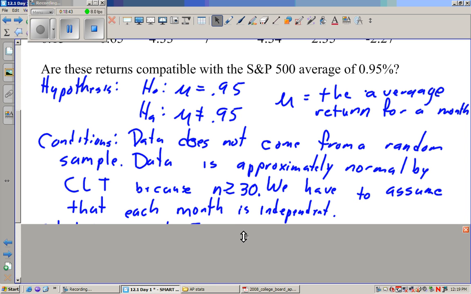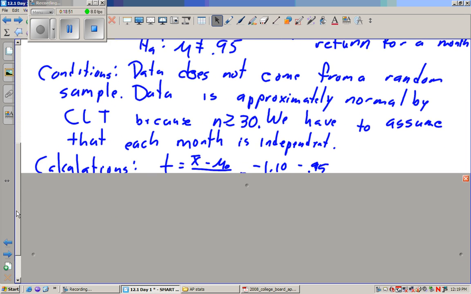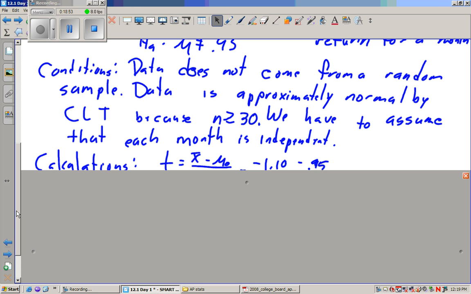Now we have to assume that each month is independent. Now in this case it doesn't actually make sense to do the 10 times condition, where the population is 10 times as big as the sample, because we're not sampling without replacement. We're just looking at each month.